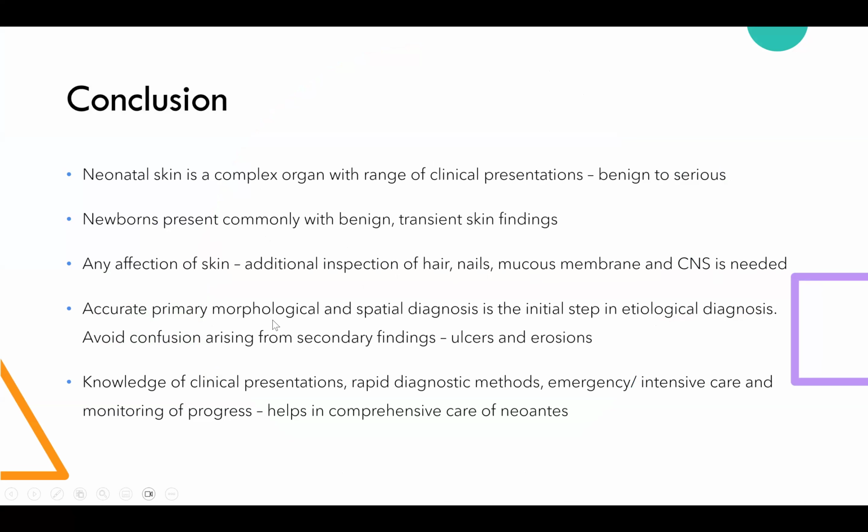Accurate primary morphological diagnosis and spatial diagnosis, like whether it is a macule, patch, papule, nodule, or a tumor. Morphological diagnosis is important and spatial diagnosis is important, and it is the initial step in etiological diagnosis. The secondary findings like ulcers, erosion, superadded infection should not be confused. Knowledge of clinical presentation, rapid diagnostic methods, emergency and intensive care, and monitoring of the progress can help in comprehensive care of neonates and decrease the mortality.